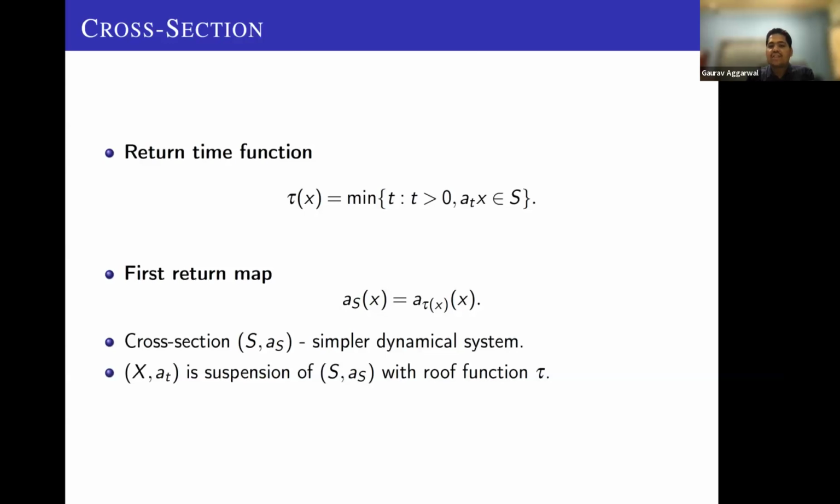Now, the reason for studying this cross section is that this cross section, with this return time function and first return time map, actually captures all the dynamics of the larger space. Meaning, if you just know these three, this cross section and these two functions associated with it, one can reconstruct the whole space from this information. In particular, it's just the suspension of the dynamical system S, the cross section with first return time map, with the roof function, the return time function. And usually in the most good scenarios, if one chooses the cross section very accurately, then this cross section behaves as a much simpler dynamical system inside a larger dynamical system, which has all the information of the larger dynamical system but is much easier to study. So people can usually get a lot of information from it.